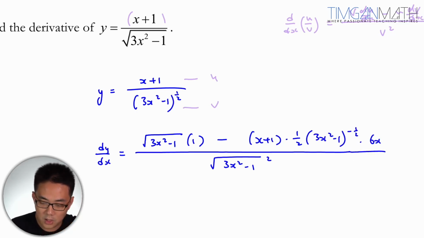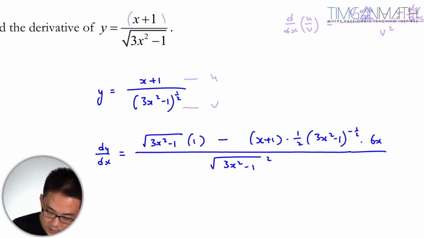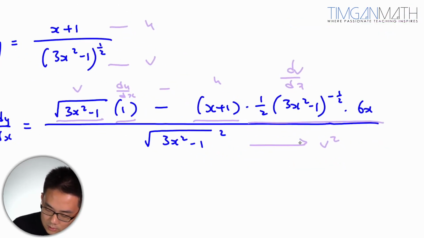So let me just write it down nicely for you. This would just be v du/dx minus u dv/dx, over v squared. Okay, so there you go.